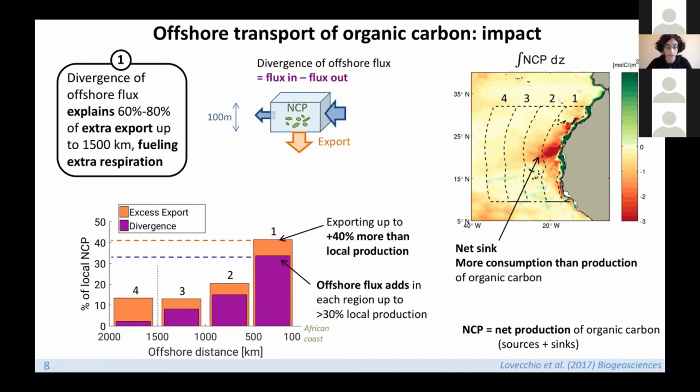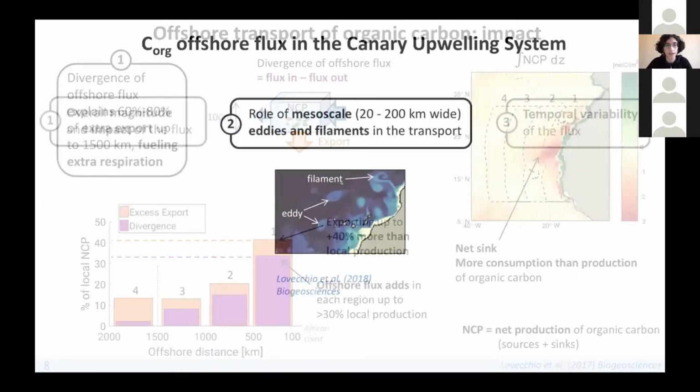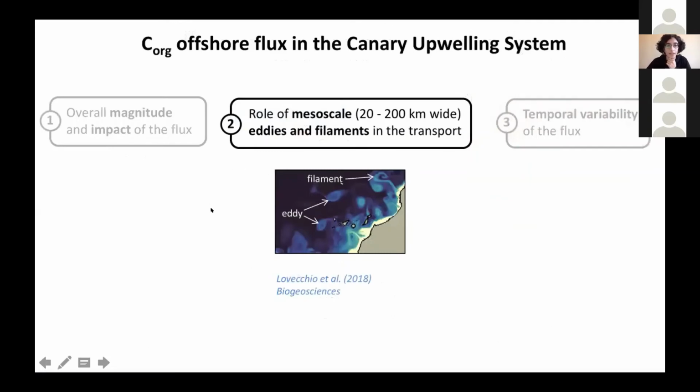in Biogeosciences. The second part of what I want to discuss regards the role of mesoscale eddies and filaments in the transport. And these really can show you the power that these biogeochemical models have in terms of how much information you can get from these types of models.